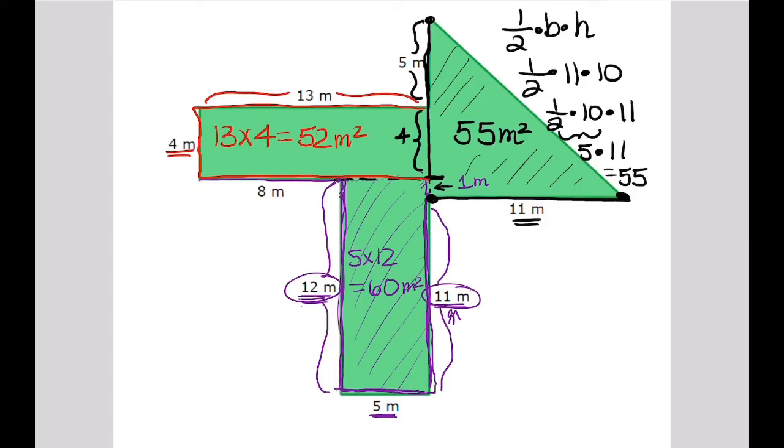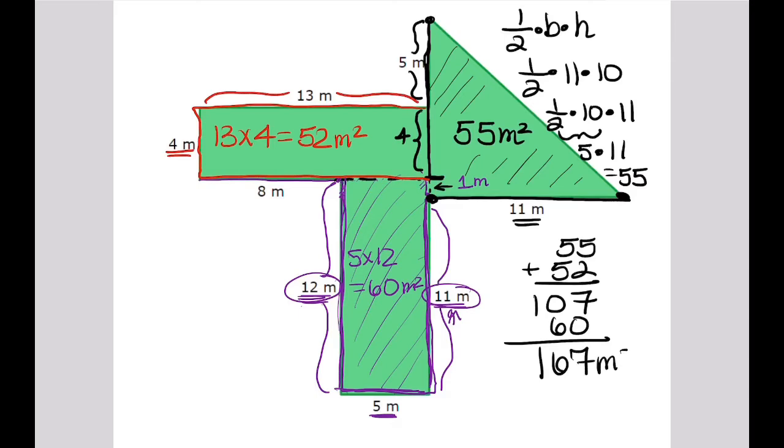And now we have all the pieces we need to solve it. So we have 55 plus 52, which is 107, and then add that to 60, and you get 167 square meters for the complete area, because we added up all the areas of the one triangle and the 2 different rectangles.